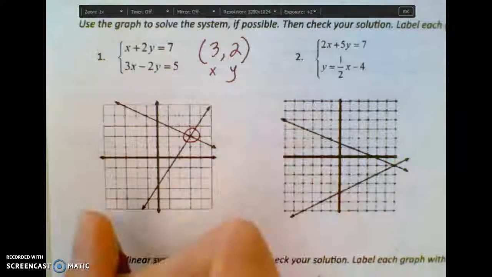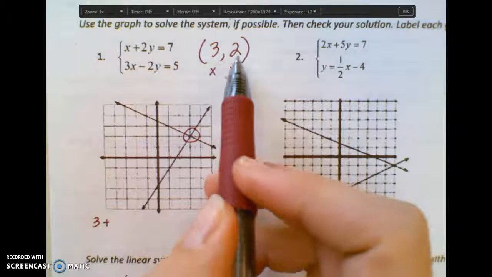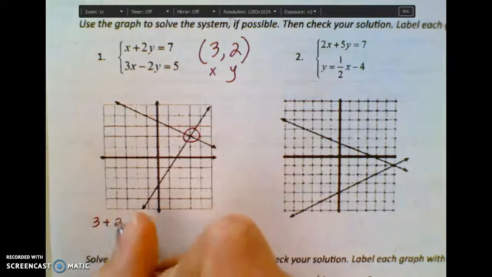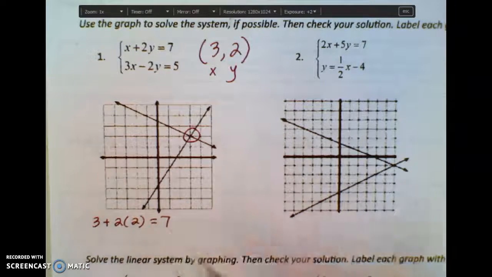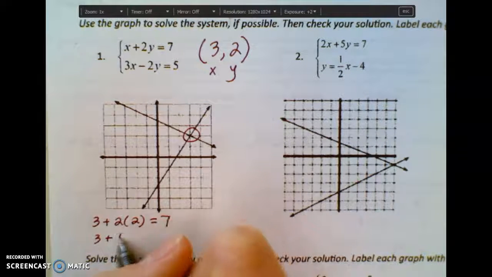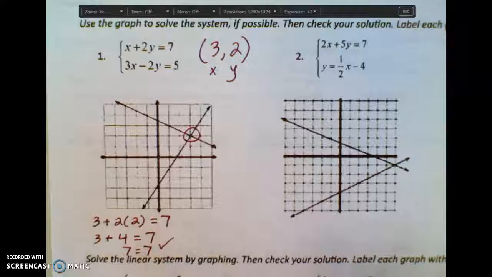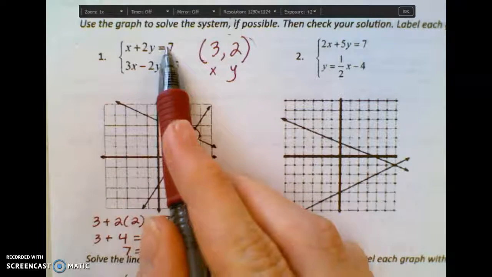We're going to plug in our x value for x, so that's going to be 3, plus, we're plugging in our y value of 2 for y, so 2 times 2, and we want to see if it equals 7. Well, we have 3 plus 2 times 2 is 4, 3 plus 4 is 7. So is that true, that 7 equals 7? Yes. So (3, 2) satisfies the first equation.